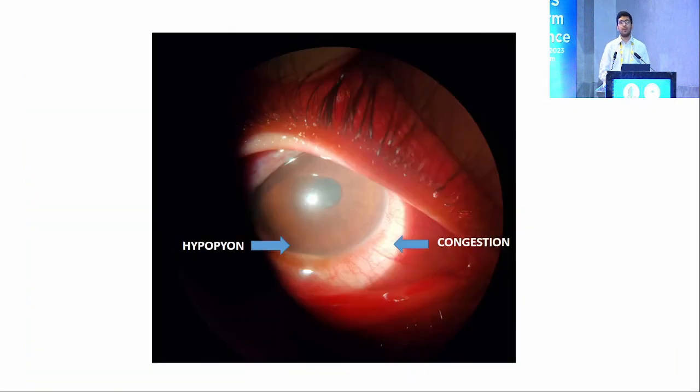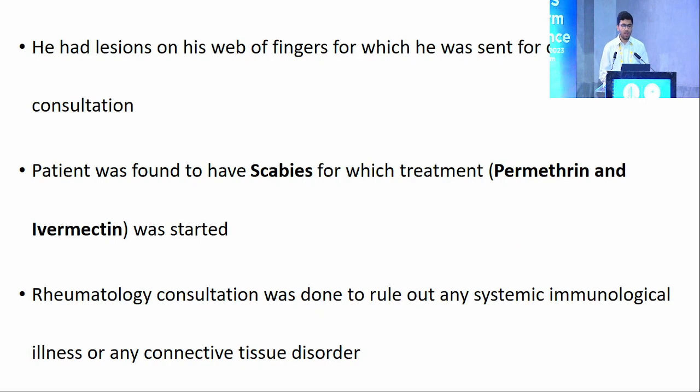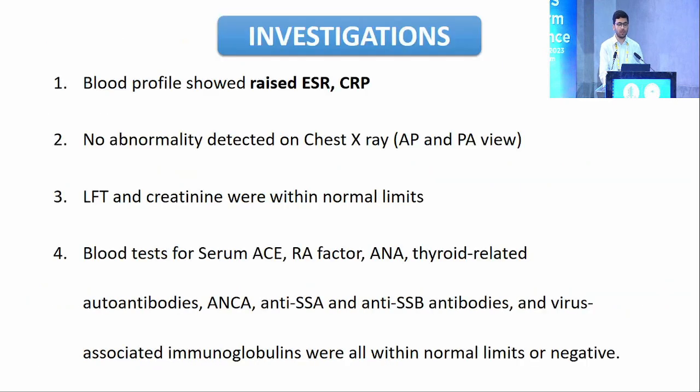I have a slit lamp picture here showing the hypopyon, measuring about 1 millimeter, and congestion. He also had lesions on the web of his finger, for which he was sent for dermatology consultation. The patient was found to have scabies, for which treatment with permethrin and ivermectin was started. Rheumatology consultation was done to rule out any systemic immunological illness or connective tissue disorder.